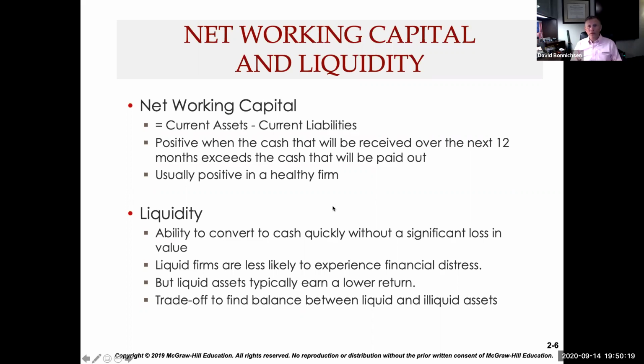Okay, and again, with liquidity, this first bullet point here, really, really important to understand. The ability to convert into cash quickly without destroying value. Okay, we can all fire sale stuff, right? But we don't want to destroy value. That is the point. We want things to be liquid and easily converted into cash.